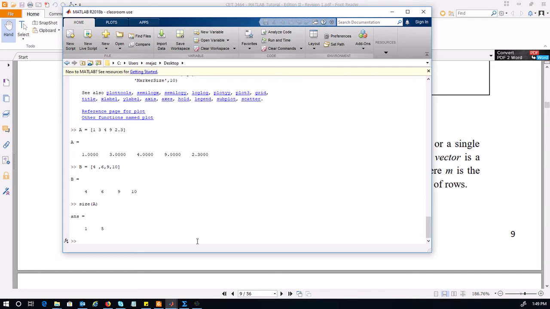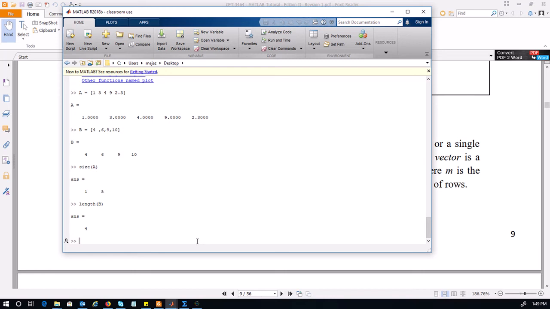If you just want to find out length of a vector, because vector has only one row, so how many elements are there? One row or one column, sorry. So how many elements are there? So you can use length function, length of B, for example, 4. So these are A and B are row vector, one row.